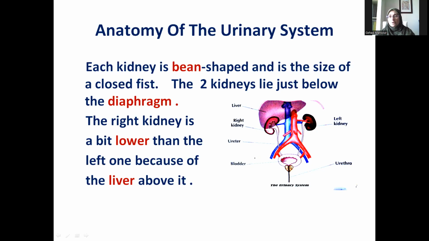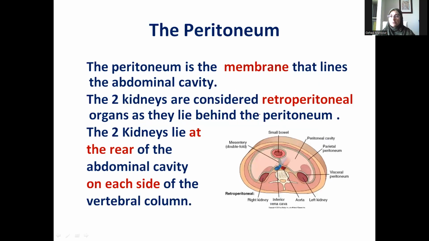Of course, in the anatomy of the kidneys and the urinary system, you might be asked about the famous position of the right kidney and why the right kidney is lower in position than the left kidney, because it has the liver above it. You might also be asked about the peritoneum. What is the peritoneum? The peritoneum is a membrane that lines the abdominal cavity and covers the abdominal organs.